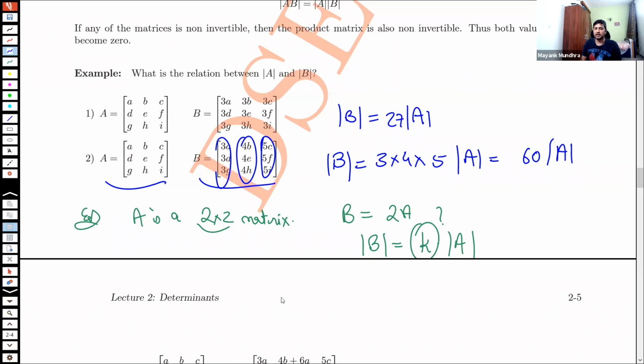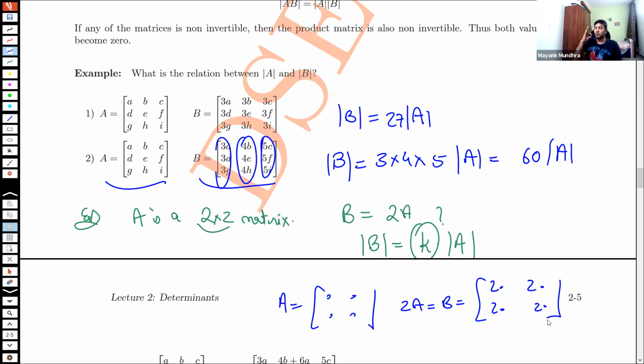This is a 2 cross 2 matrix, so A looks something like this. A would be something like dot, dot, dot, dot. So 2 times A, which is equal to B, would look like 2 times something, 2 times something, 2 times something, 2 times something. When you double a matrix, every element goes 2 times. If you take alpha times the matrix, then every element goes alpha times. But now when I take the determinant, I have a 2 from this row and a 2 from this column, so I can take 2 times 2. So this kappa becomes equal to 2 to the power 2.